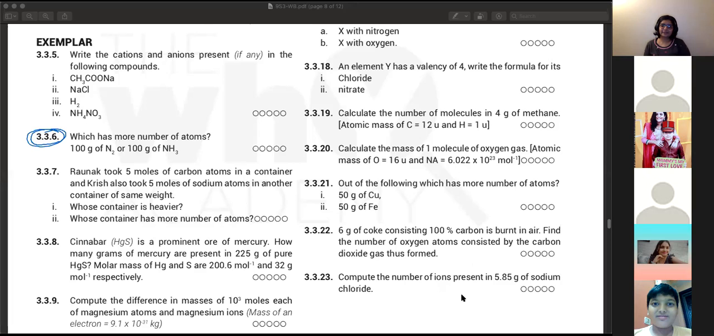Again, Raghav, you won't get it in one step because it asks you which has more number of atoms. So there you have to multiply by one more number. So do the whole problem and tell me the final answer.